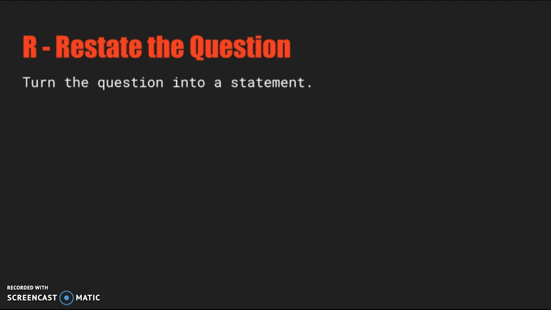Alright, so the first step of RACE is to restate the question. This is when you're going to turn the question, and we'll get into more details of what this looks like with the example, but I do encourage you to take notes and write down each step of RACE so that you can use it for future questions as well.